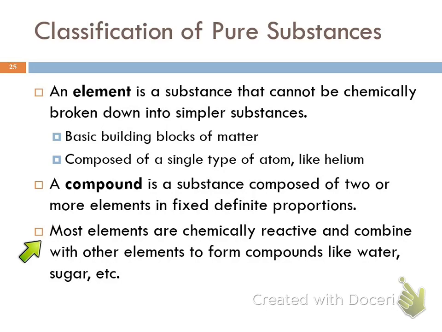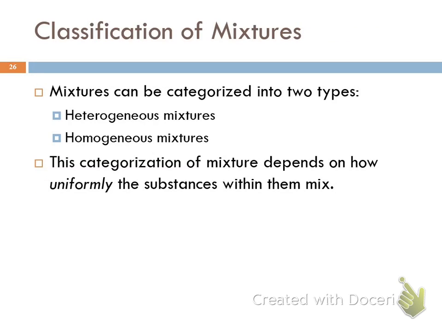Now, most elements are chemically reactive and will react and combine with other elements to form compounds. That's why we see very few atoms free in nature. They're mostly combined with other things. So water, sugar, they will combine with things. Any questions about that?